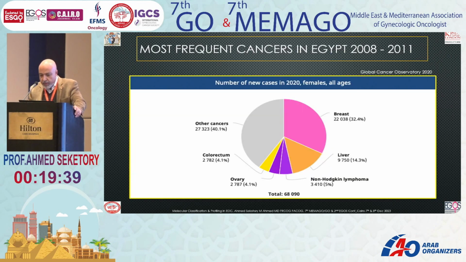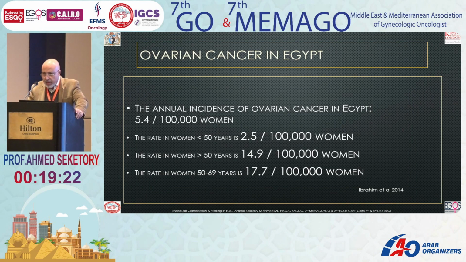If we are going to talk about the introduction for ovarian cancer, in Egypt, ovarian cancer is the fourth cancer that affects women, or the fifth cancer. It alternates between the fourth and fifth ranks, and it's a deadly disease. The incidence is more or less similar to the international incidence, with about 5 per 100,000 women.